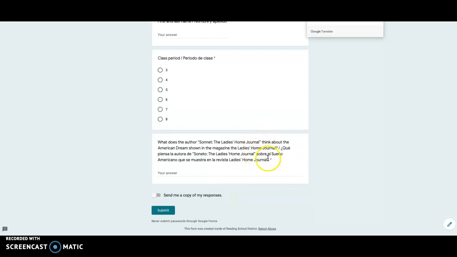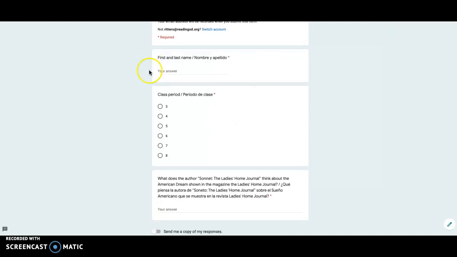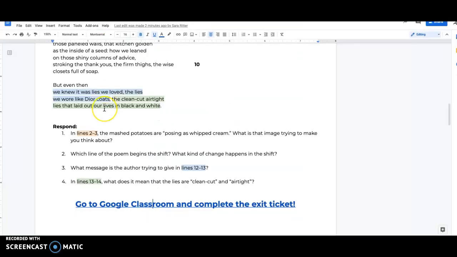The exit ticket is just one question. What does the author of Sonnet, Lady's Home Journal think about the American dream shown in the magazine, the Lady's Home Journal? Make sure once you've done the exit ticket that you also turn in this doc, and then you are done for the day.